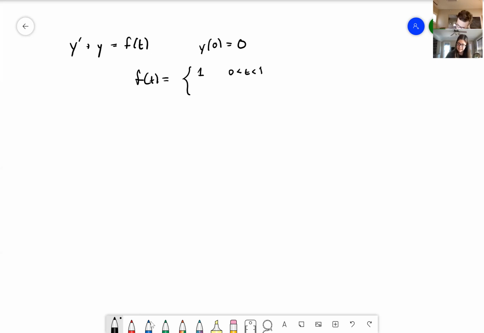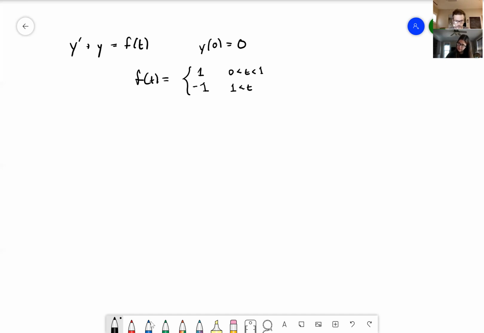Solve the initial value problem. A good start. y prime plus y equals f of t, y of 0 equals 0, and f of t equals 1 from 0 to 1, minus 1 from then on.